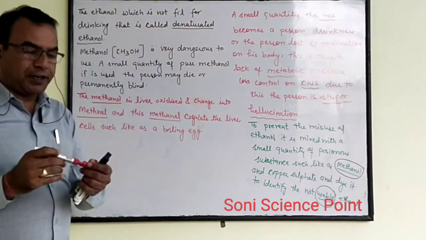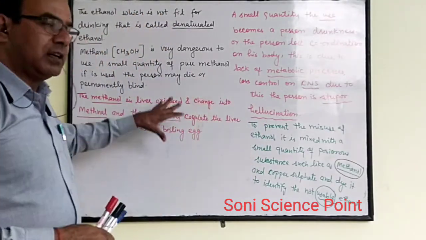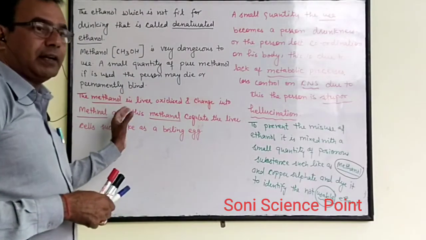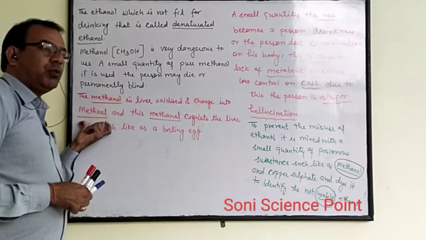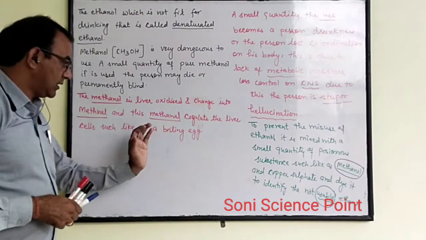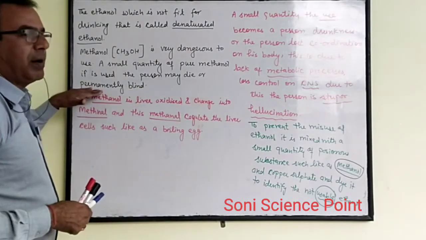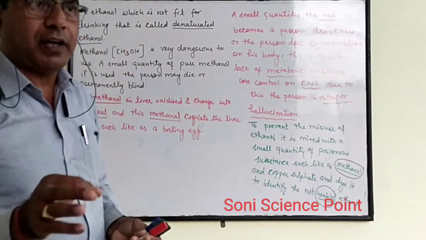If a small quantity of methanol is used, the person may die. Why does the person die? Because when methanol goes into the liver, it is oxidized, and the oxidized methanol changes into methanal. This methanal coagulates the liver cells, just like a boiled egg. The person may die, or may become permanently blind, because this methanol damages the optic nerves.